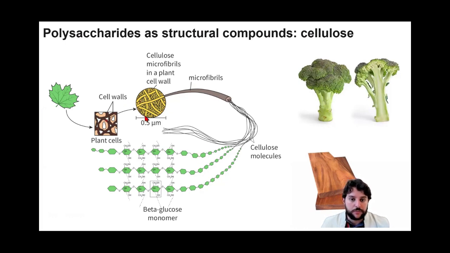And finally, they make up the cell walls of plants. And the part of plants that can accumulate more and that can have more density are the trunks, the wood.